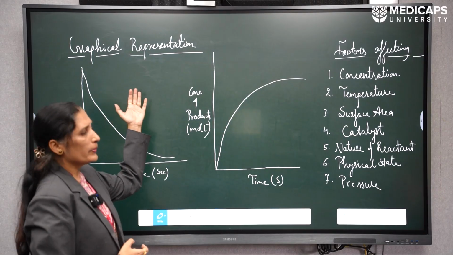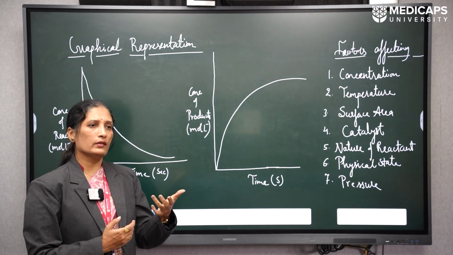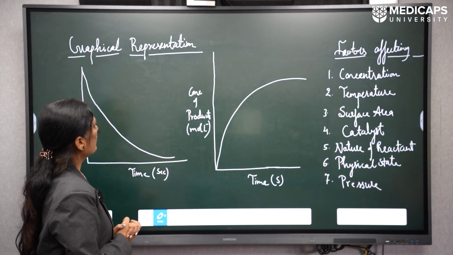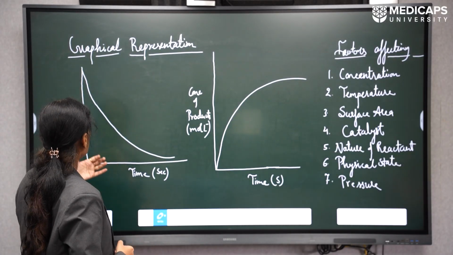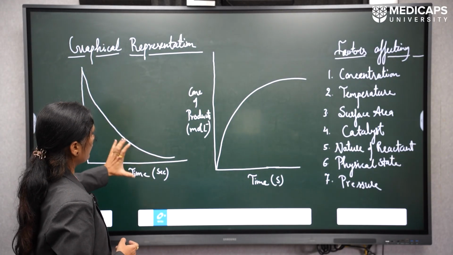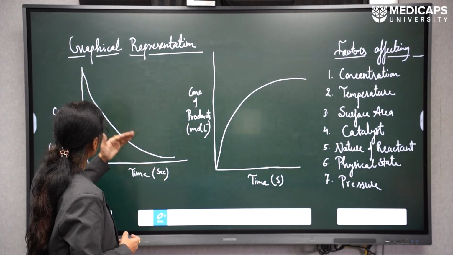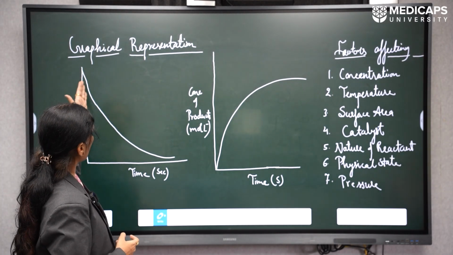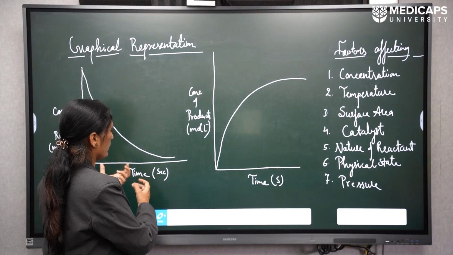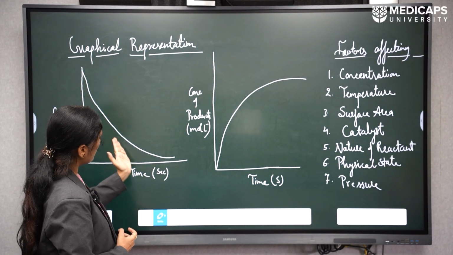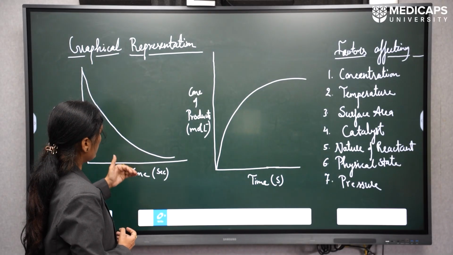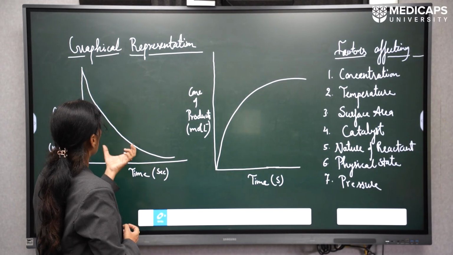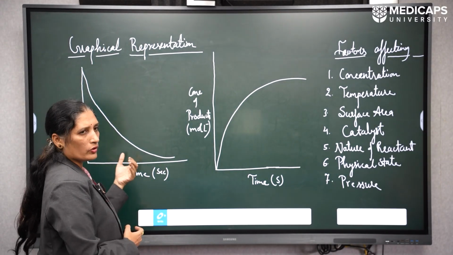Next, we will proceed to the graphical representation of the rate of reaction. How can we represent the rate of reaction in a graphical way? This is the graphical representation of the rate of reaction. We can plot time on the x-axis and concentration of reactants on the y-axis, expressed in moles per liter. This is the graphical representation for the reactants, because the concentration of the reactant is decreasing continuously. As you can see here, as the time increases, the concentration of the reactant decreases. So, this is the example of the rate of reaction in terms of the concentration of reactants.